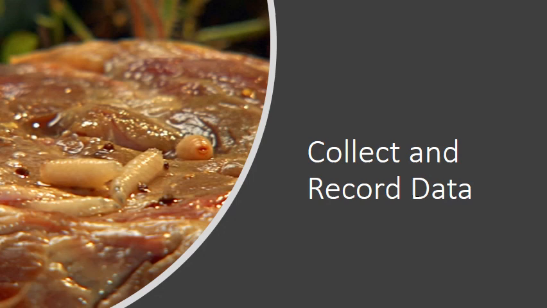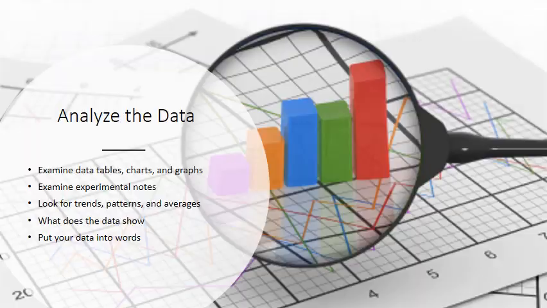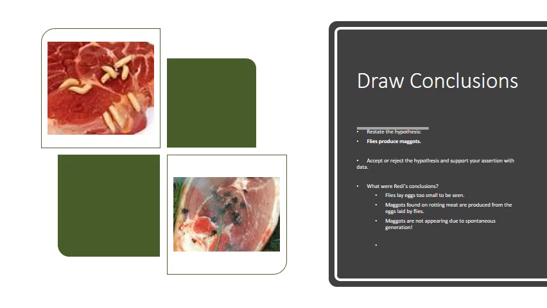He collected data. This is really just an example of a lecture to show you a bunch of maggots, I guess. He created charts and tables. He looked at them, and he drew conclusions. Wow, that's small. Sorry about that. He restated his hypothesis: flies produce maggots. He accepted it. His conclusions were that flies lay eggs too small to be seen, maggots found on rotting meat are produced from the eggs laid by flies, and maggots are not appearing due to spontaneous generation. That's what he came up with.